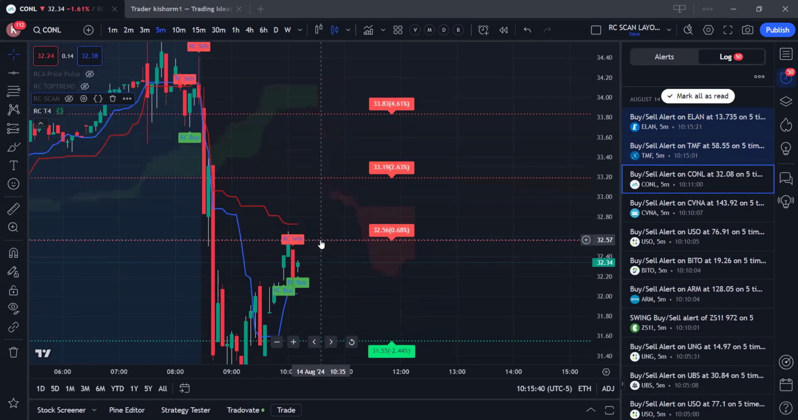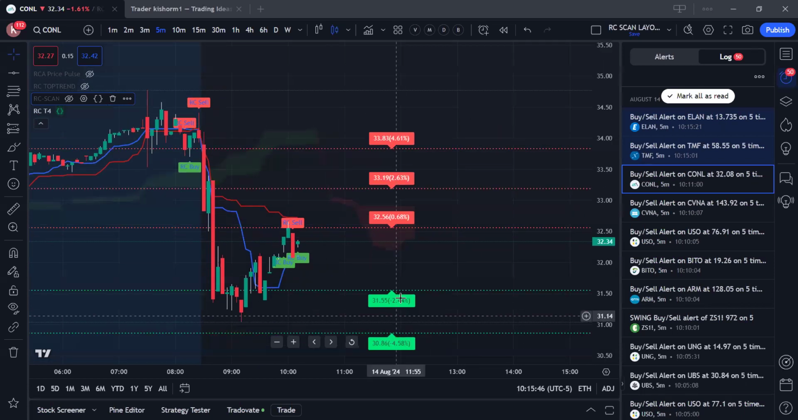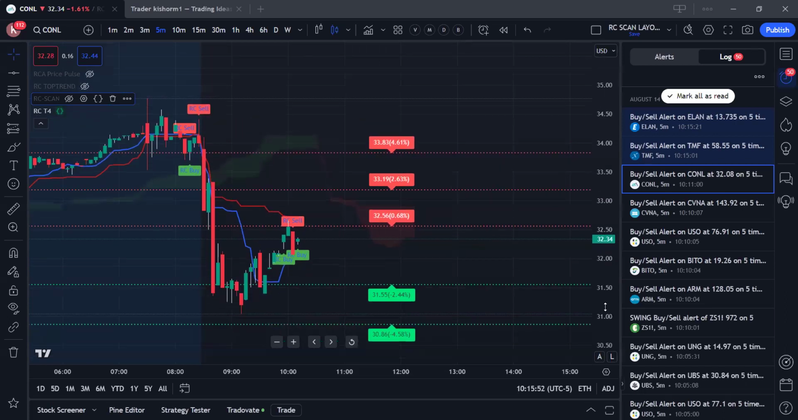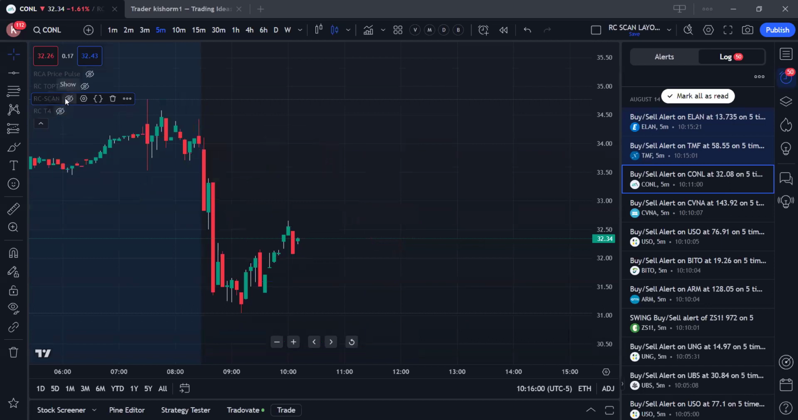Right? There is no proper confidence. Your resistance is immediately here, 32.56. This is your support. This is your resistance. So we better avoid CONL because we don't have a perfect setup or proper confluence.